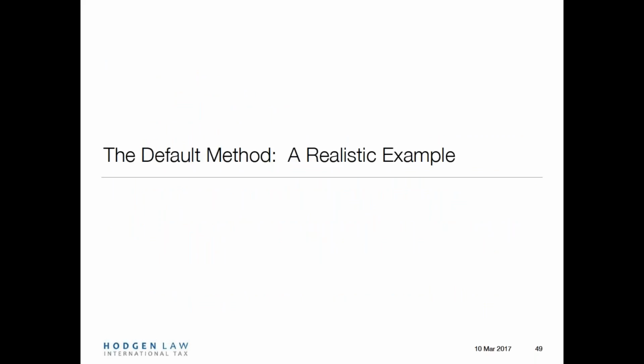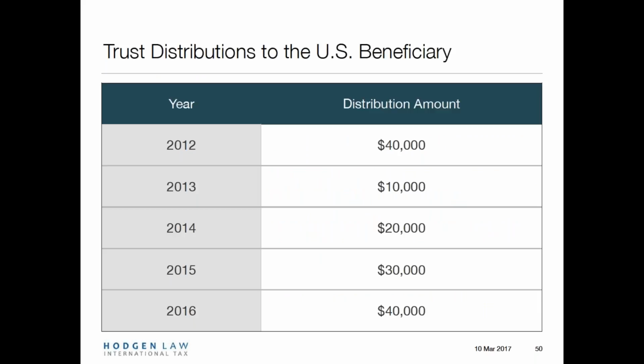But slide 49, let's move on to a more realistic example. So let's say we've got a trust, and the trust was created in 2012, and we have this distribution pattern that I show you on slide 50. So, a foreign non-grantor trust, U.S. beneficiary, been in existence since 2012, and we are working on the 2016 income tax returns right now. So what do we do?